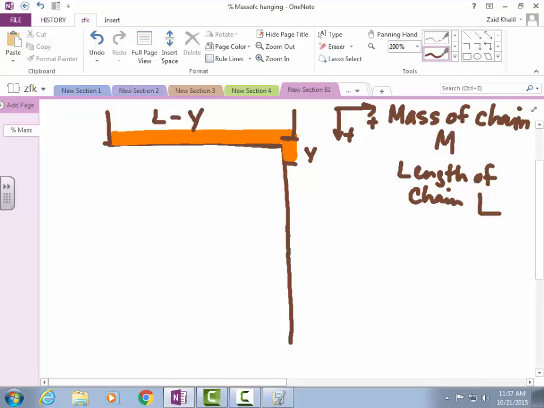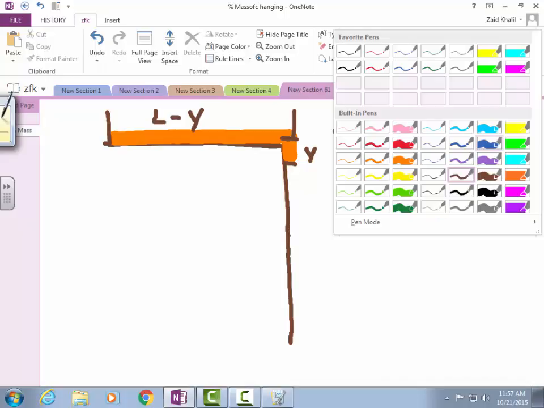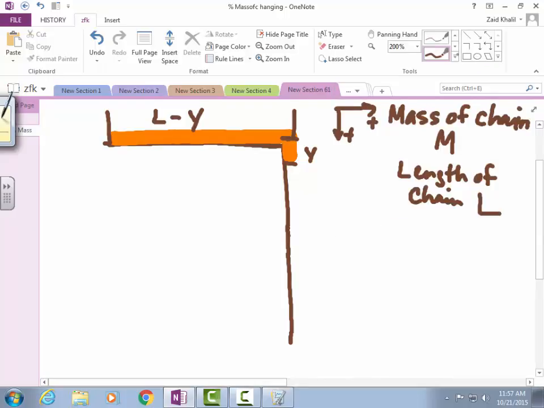So now I'm going to do something very strategic. I'm going to look at a single point. And take a guess which point I'm going to look at. Oh, it's pretty obvious, right? I'm going to look at this point right here. And why do I want to look at a point? Because what can I say about the force of tension at a point?